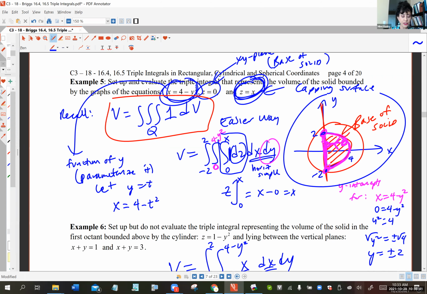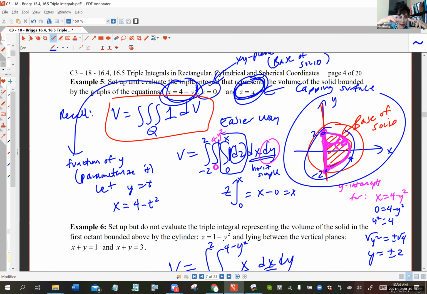This capping surface does happen to have symmetry while it's hovering over this base. So you could have used symmetry and then cut the base in half. But I want to warn you, if you do that in any problem, you have to prove to me that the capping surface does have symmetry with respect to the base. And if you can't, then I won't let you do it. Even if you get the answer right, I'm going to take off points.